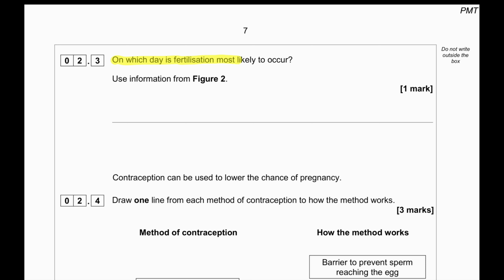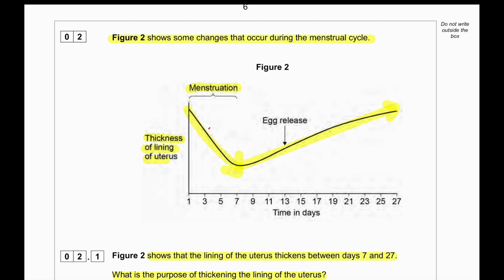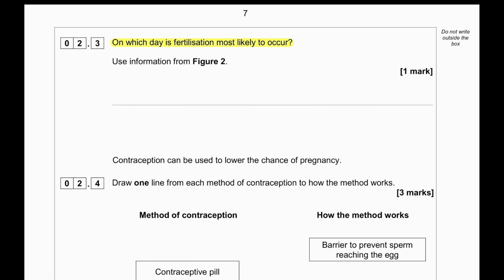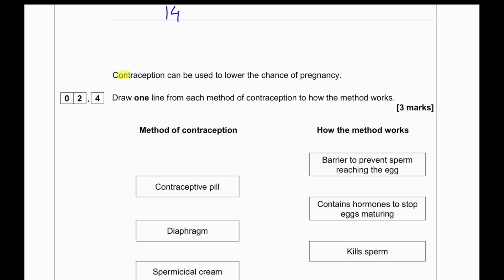On which day is fertilization most likely to occur? So, ovulation, in the diagram, we can see the egg is being released on approximately day 13. So, fertilization can take place from, let's say, day 13 to day 16. We can say day 14. Contraception can be used to lower the chance of pregnancy. Draw one line from each method of contraception to how the method works.